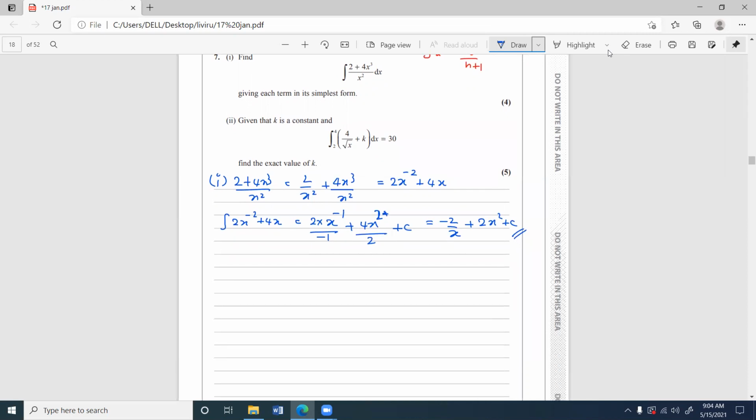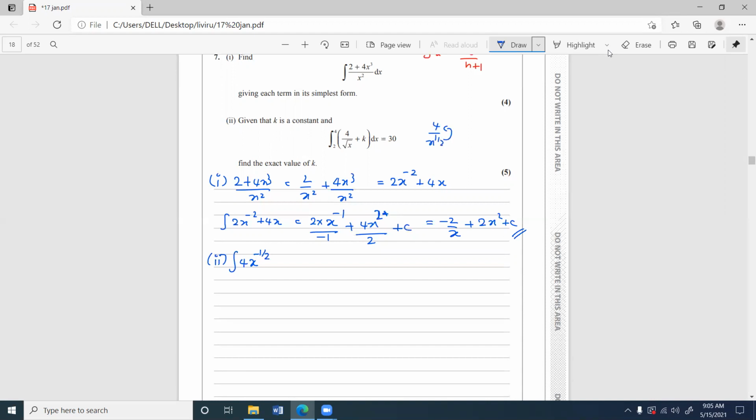Then when you come to part 2, that is this part of it. Given that k is a constant, where this integration equals 30. You have to do this integration. So you can say this is the integration of 4 x to the power minus half. How did this minus half come? This is 4 over x to the power half.